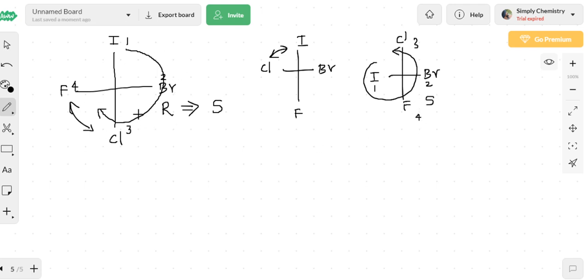So again, I would encourage you to convert the given wedge notation to the Fischer notation. Then you can easily find the configuration. Don't worry about the position of the least priority group. If it is not at the bottom, assign the configuration, flip it.